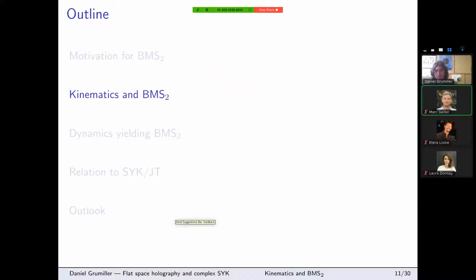Okay, and in fact, it is going to work. Let me start now with the kinematics. By kinematics, I mean I just look at metrics and their fall-off behavior and determine the asymptotic Killing vectors, but I don't care at the moment whether these metrics appear in any meaningful gravity theory.